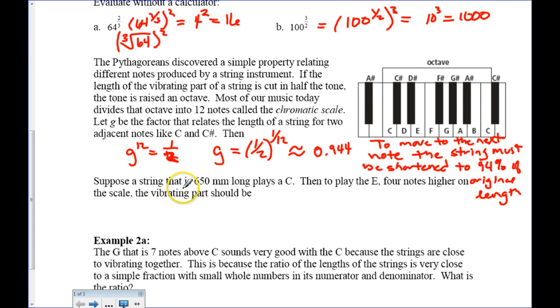Suppose that a string that is 650 millimeters long plays a C. Then to play E, which is 4 notes higher on the scale, the vibrating part should be 650 times 1/2 to the 4/12, because we went up 4 notes, right? If you put that into your calculator, the string should be about 516 millimeters long.